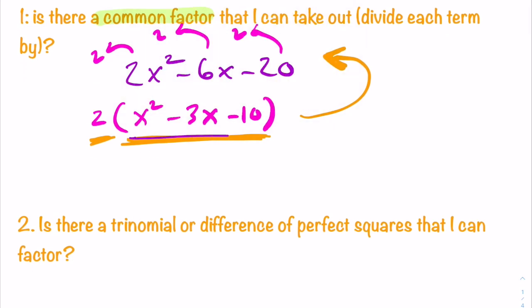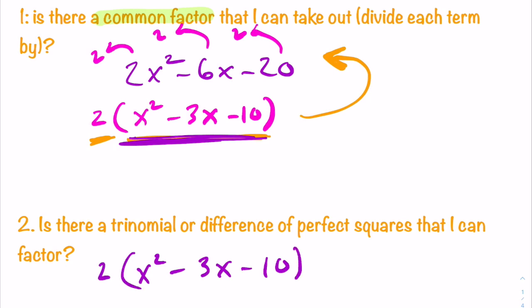So right now we're just going to focus on this. So you'll have this x squared minus 3x minus 10, right? That is the factor we're going to focus on. And I'll have my 2 out there, but there's nothing we can do to the 2. What we're focusing on is this trinomial, okay? So is there a trinomial or a difference of perfect squares that I can factor? And right now we have a trinomial. We'll talk about the difference of perfect squares in the next example.